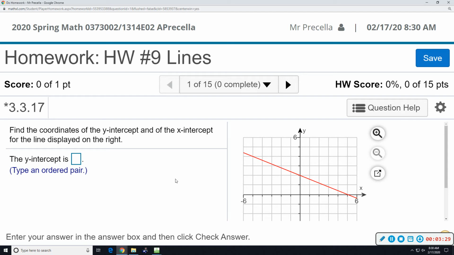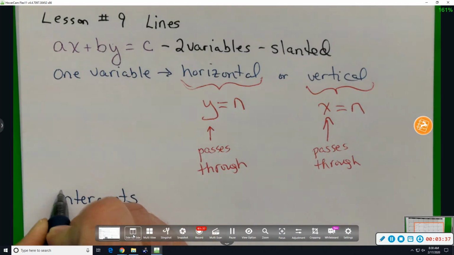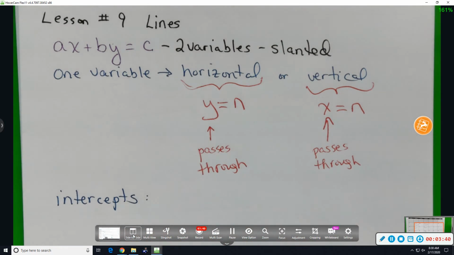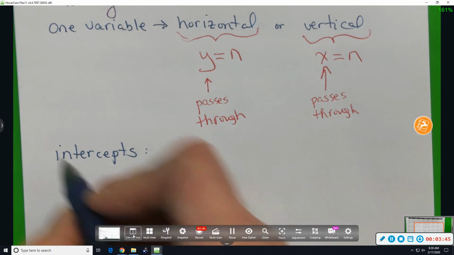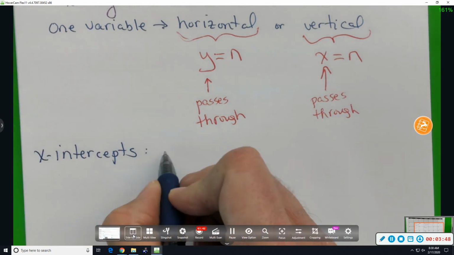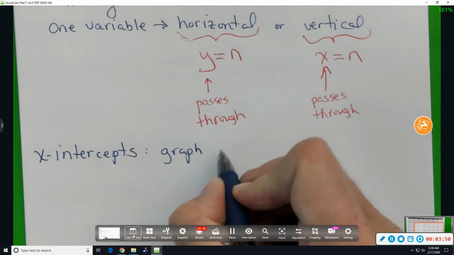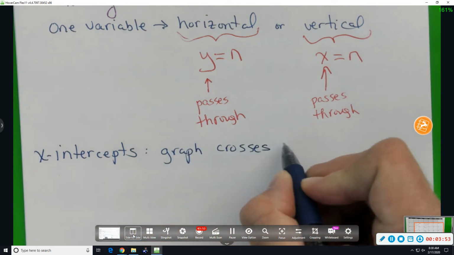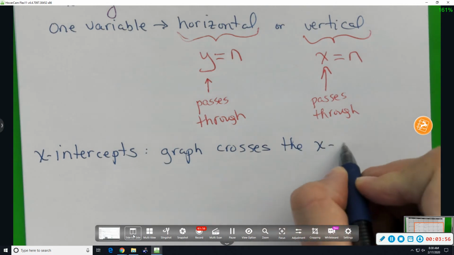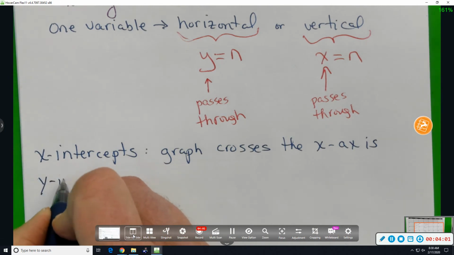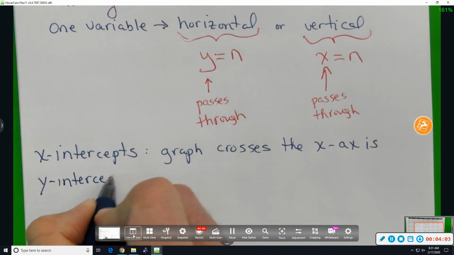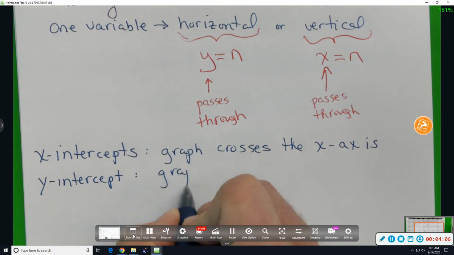Oh, another word I wanted to mention, intercepts. Wait, let me switch back over here. Okay, I've learned how to do that. Intercepts, that's where the graph crosses either the x or y axis. The x-intercept would be where the graph crosses the x-axis. Remember, the x-axis is the horizontal one. The y-intercept is where the graph crosses the y-axis.